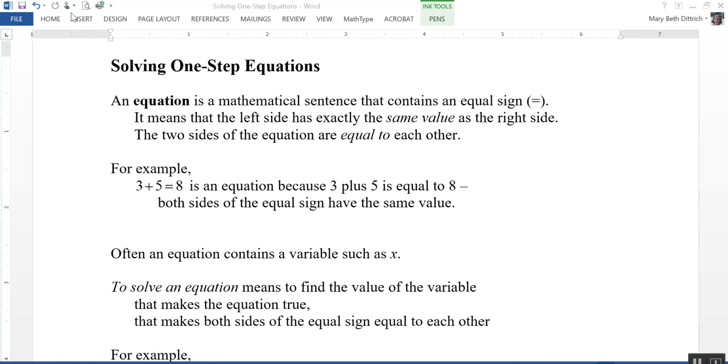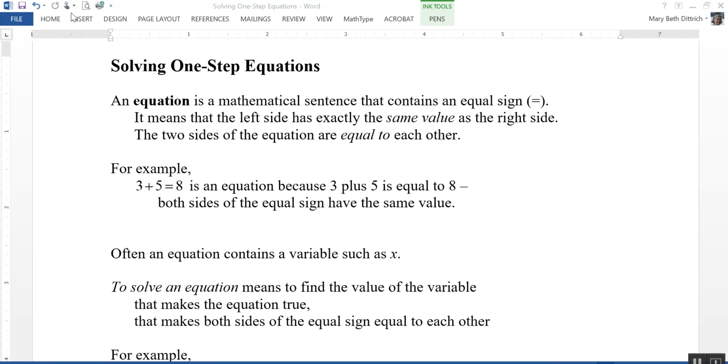This video is on solving one-step equations. An equation is a mathematical sentence that contains an equal sign. It means that the left side has exactly the same value as the right side. The two sides of the equation are equal to each other.